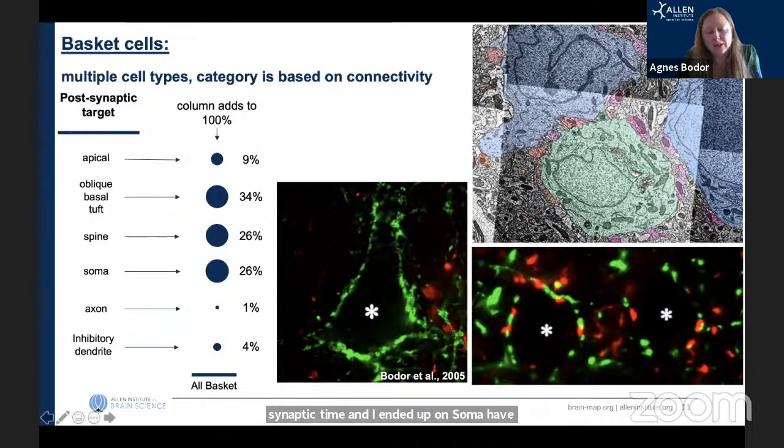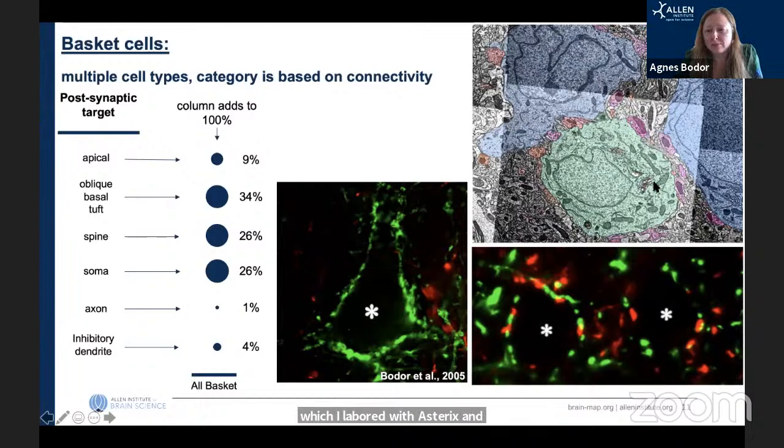Here you can see two images from the literature, and the stainings are two different basket cell type axons. The green is the parvalbumin positive basket cell axon, and the red is the CB1 cannabinoid 1 receptor positive axon, and you can see they surround the putative soma of pyramidal cells, which I labeled with asterisks.